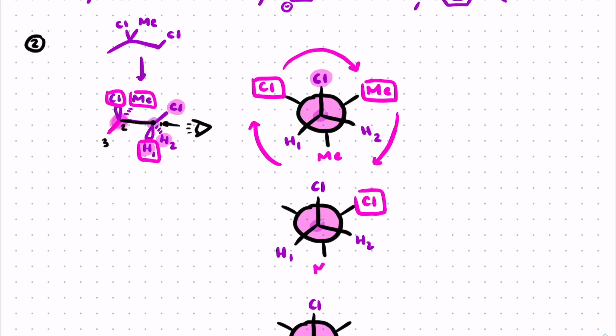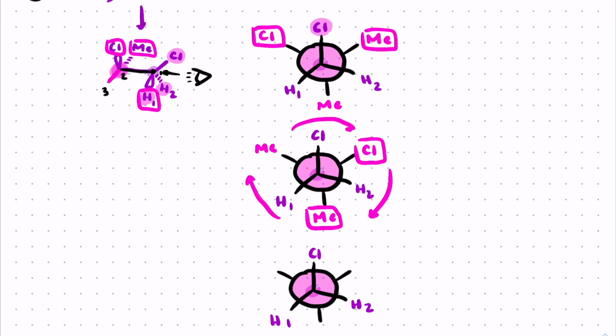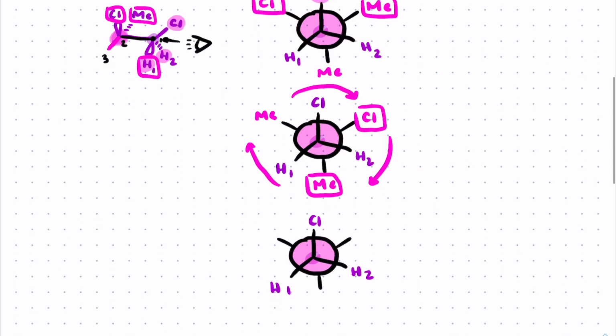And the unlabeled methyl, or the unboxed methyl, will be where the chlorine was. And then all you have to do is do that exact same thing one more time. So we're going to take the chlorine and put it where this methyl was, put it where the unboxed methyl is, and move the methyl to where the chlorine was. So this is the unboxed methyl, this is the chlorine, and this is the boxed methyl.